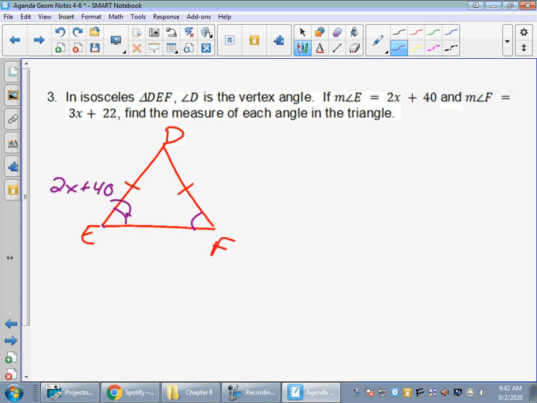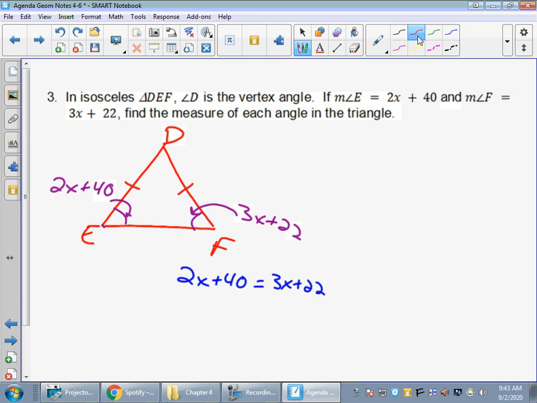This angle right here, and we know that angle F is 3x plus 22 right here. Okay, so now we can figure this out by saying, well, those two angles have to be equal, so I can set them equal to each other and say that 2x plus 40 equals 3x plus 22, and I can do algebra to solve those.